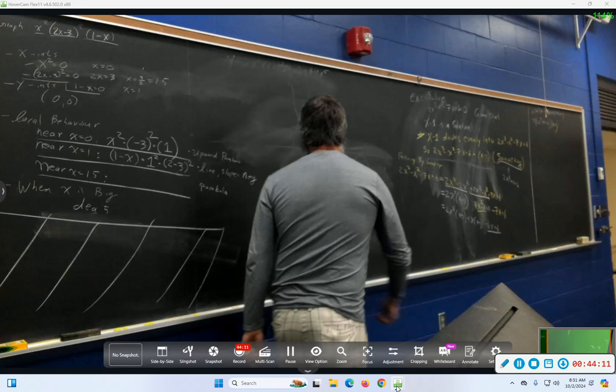Let's solve 2x cubed minus 10x squared minus x plus 5 equals 0, given that x equals 5 is a solution. So the game is, I should be able to write this as x minus 5 times something. If I can find that something, I've reduced the degree by 1, I can use the quadratic formula, or maybe it factors.